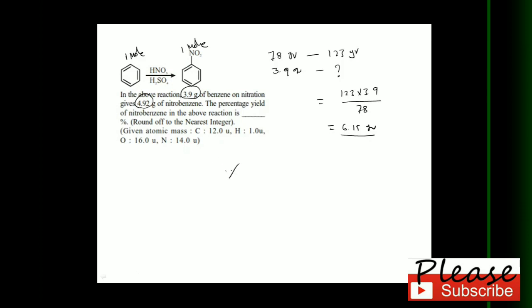So here the percentage yield is nothing but 4.